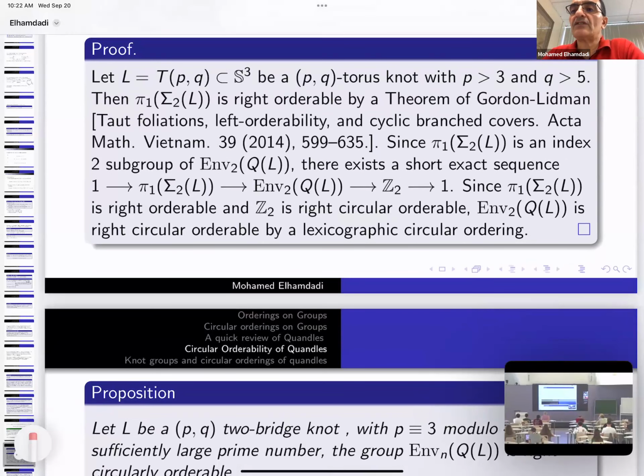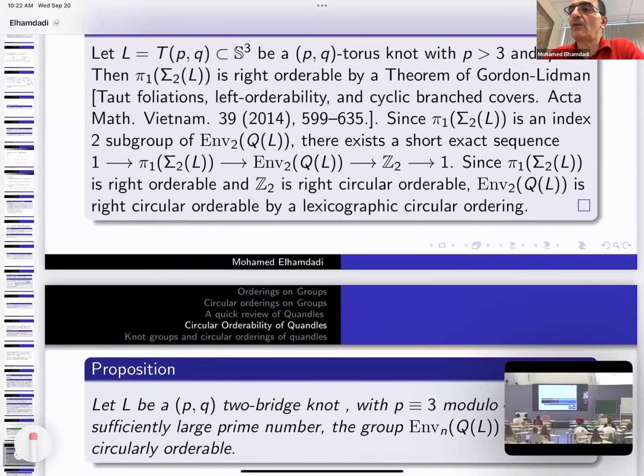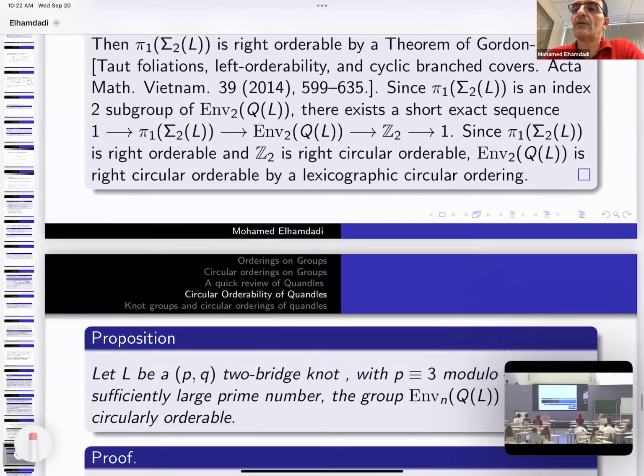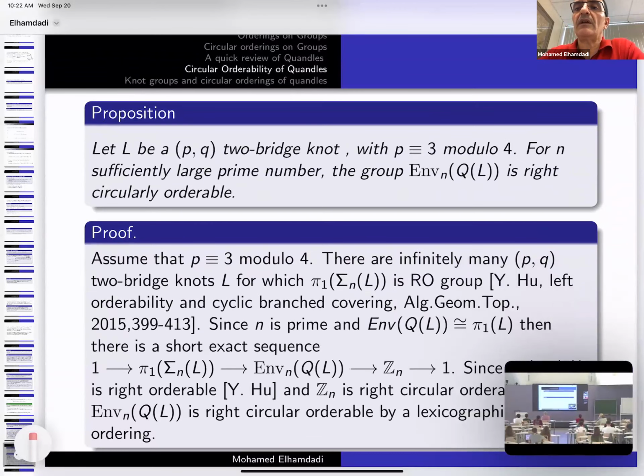And this is a general result. If the quotient group is cyclic, that's circular orderable. If the one on the left is orderable, you get the middle one, which is orderable. Now Z2 is circular orderable. The fundamental quandle or enveloping group of Q_2 of L is right circular orderable. Then by lexicographic order, we get the middle one that is orderable.